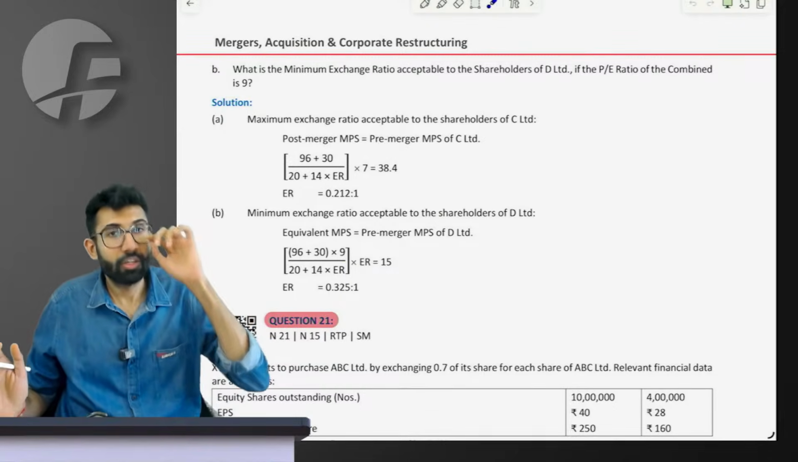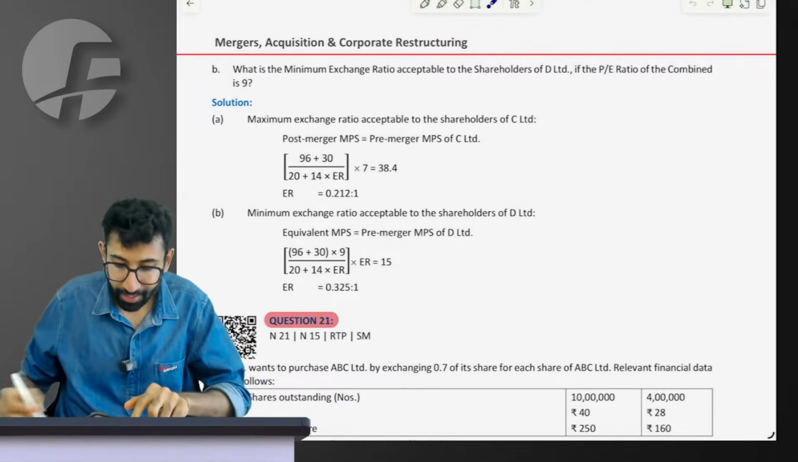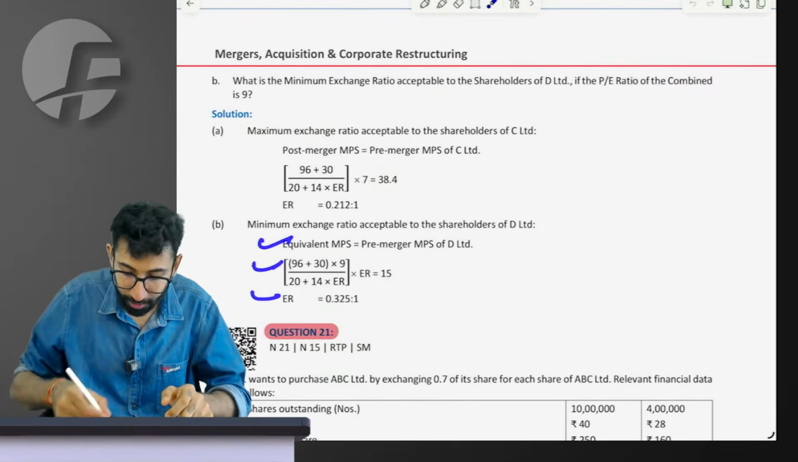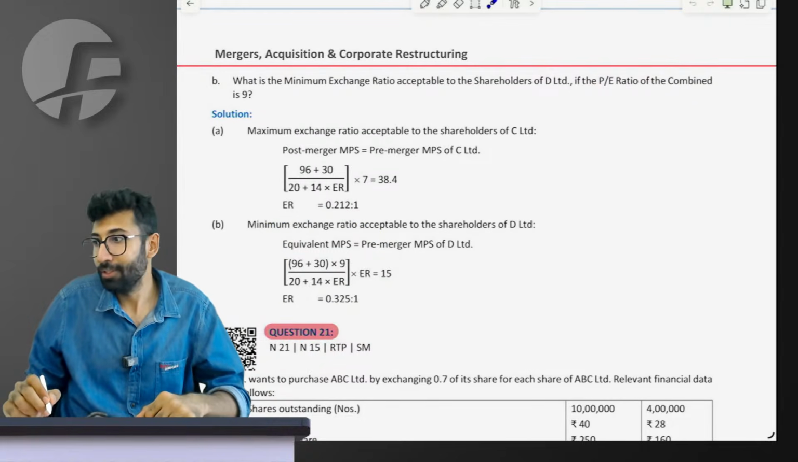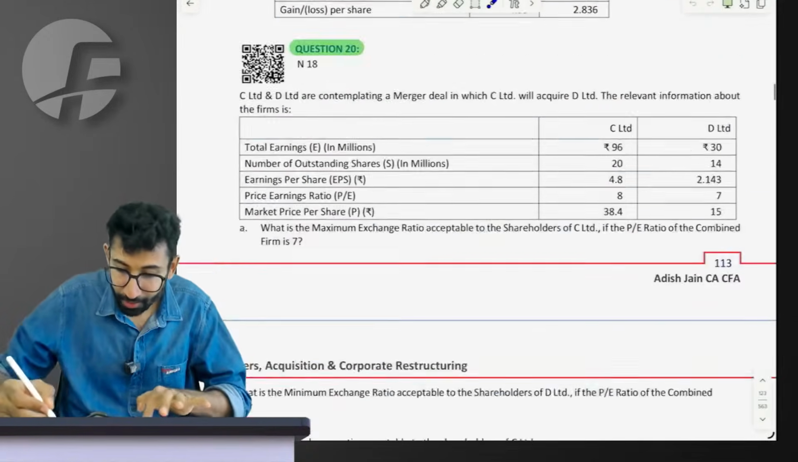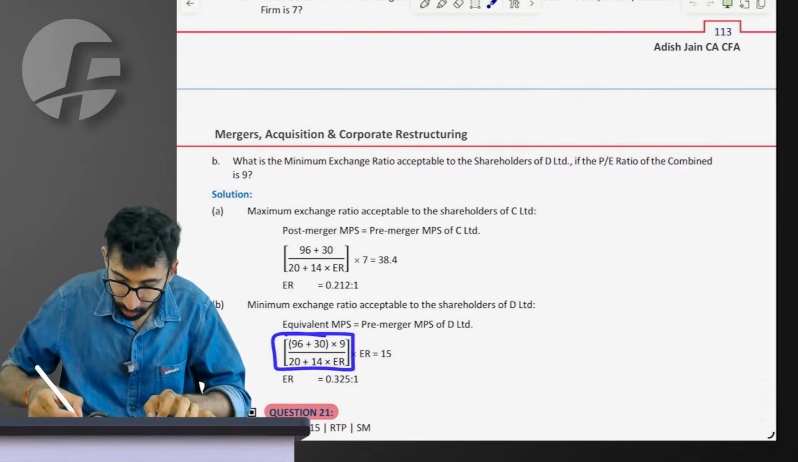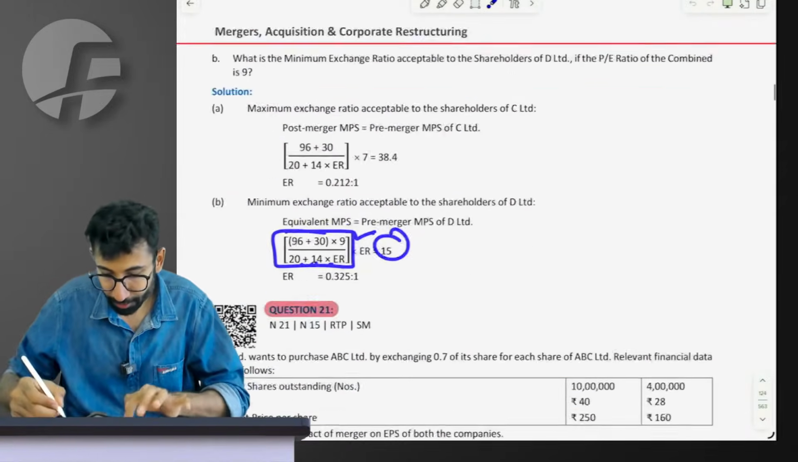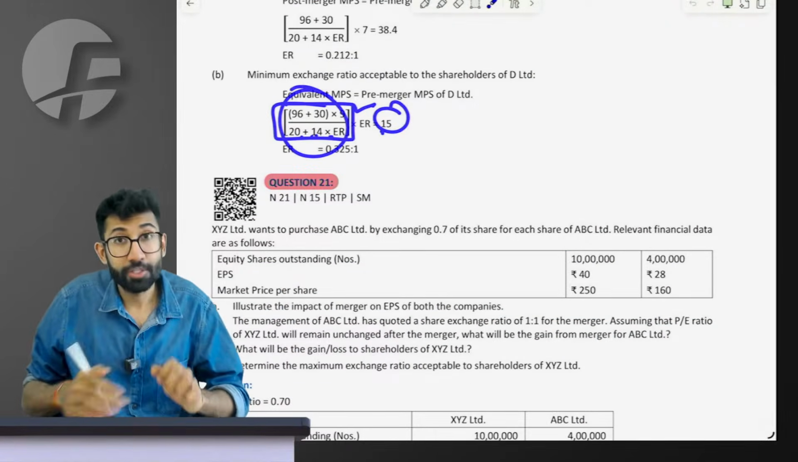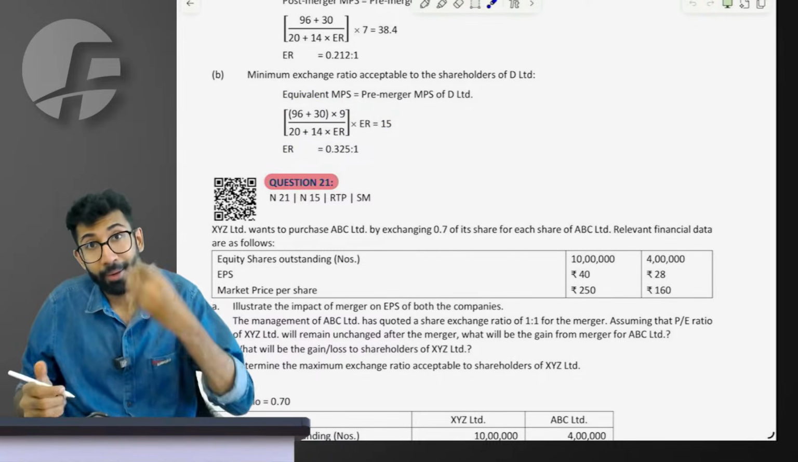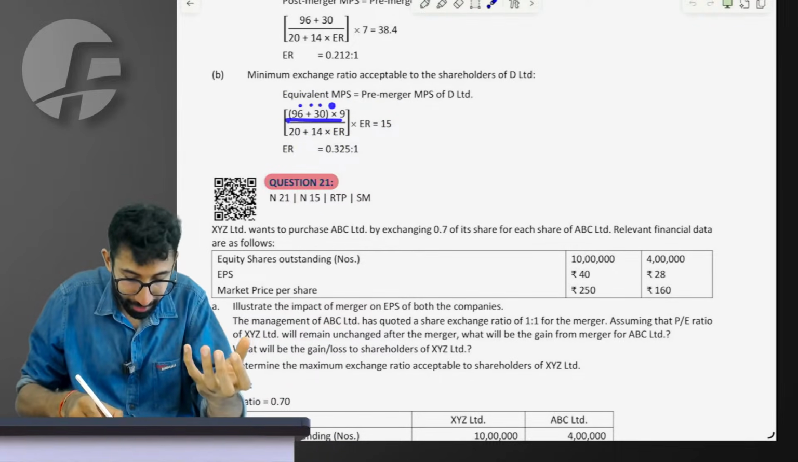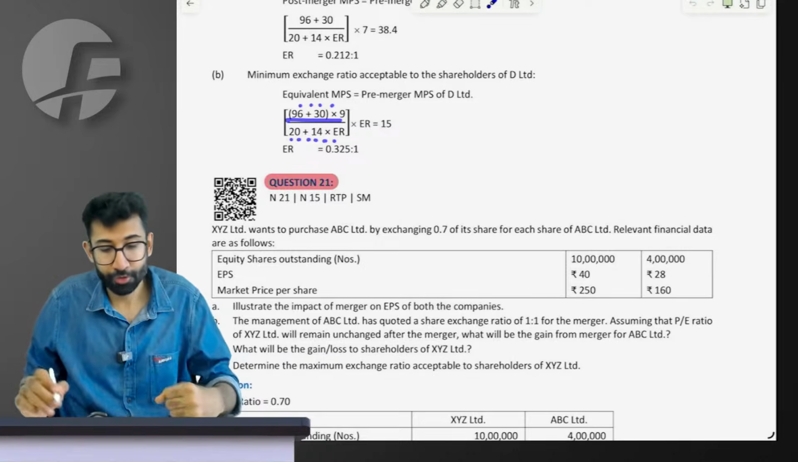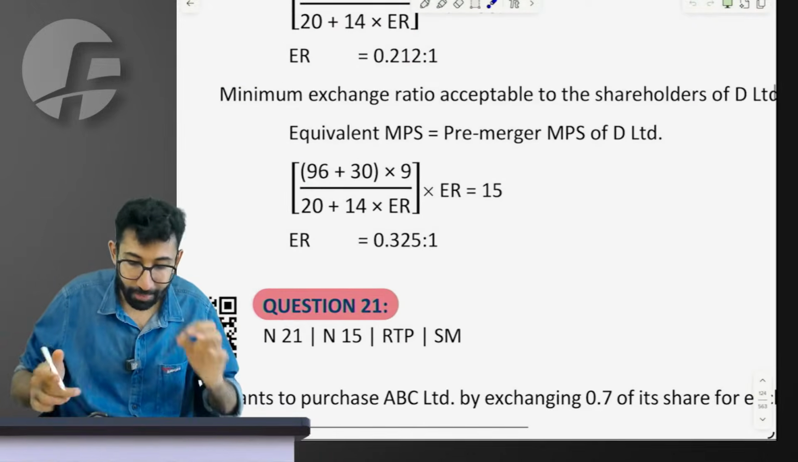Can you feel that the concept which looked really big has an application of three small steps? Post-merger MPS into the exchange ratio is the equivalent MPS, at least equal to pre-merger MPS of 15. How do you calculate post-merger MPS? By way of earnings: my PAT, your PAT into the P/E, the post-merger market value, divided by the post-merger number of shares.